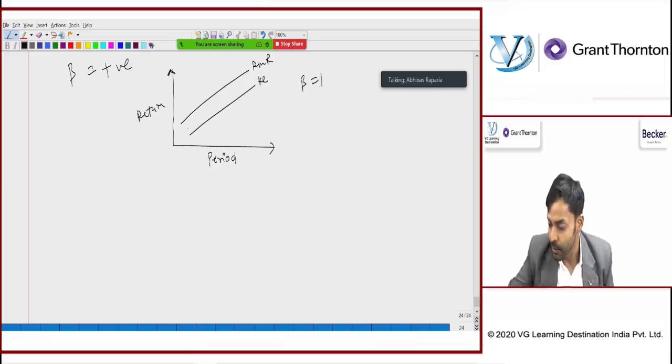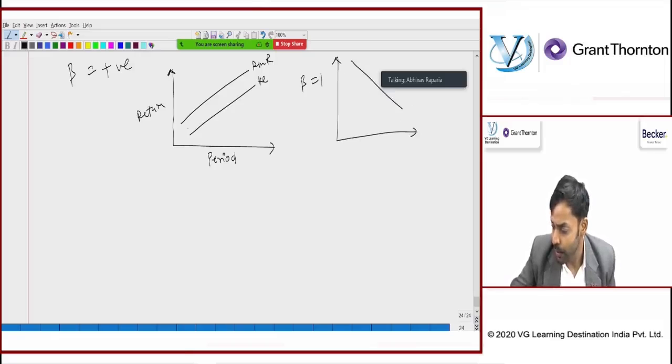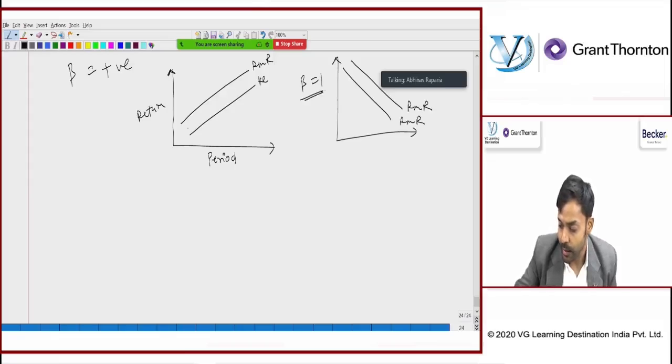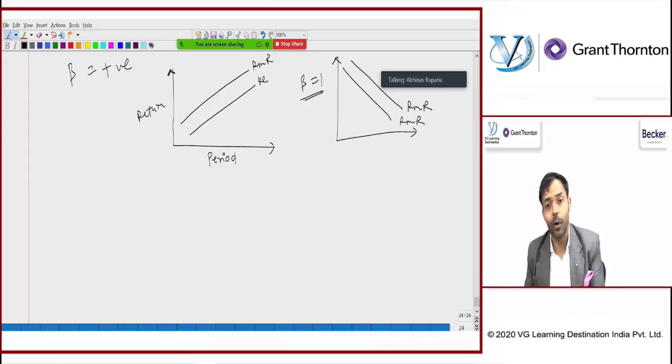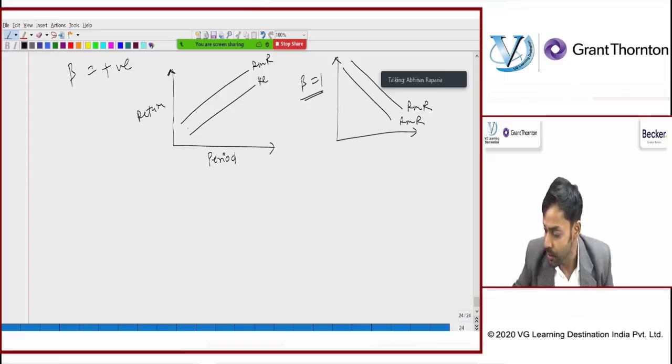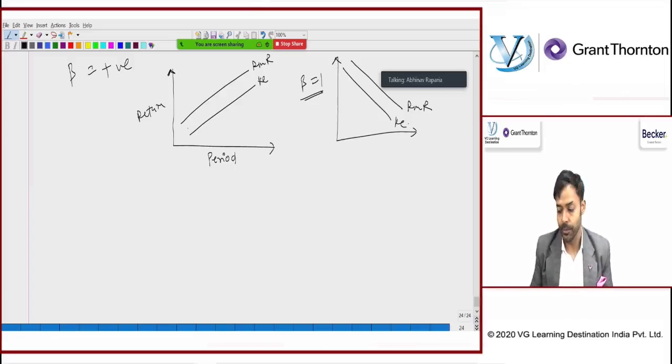In case, let's say, the market is falling, RMR, it is also falling. So here the beta is 1. It is exactly gaining and falling in the same ratio. Sorry, it's not RMR. It's cost of equity, right? It is just the same.